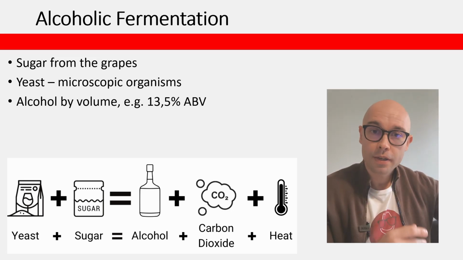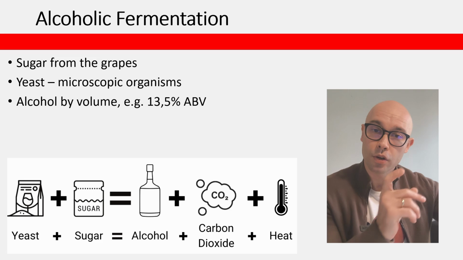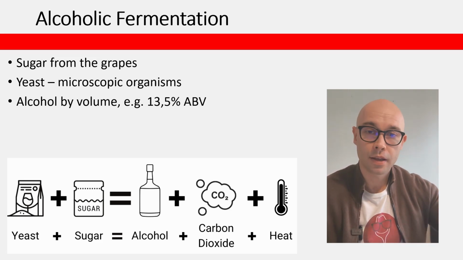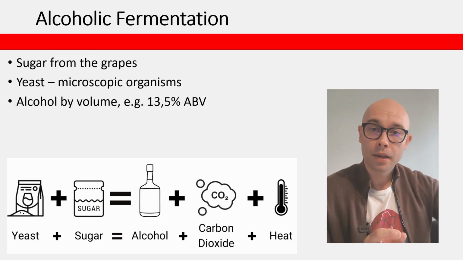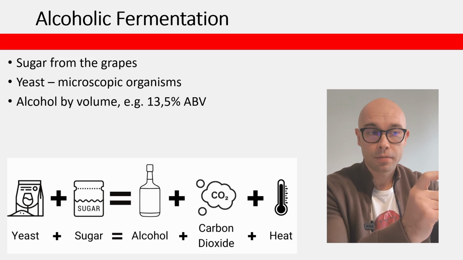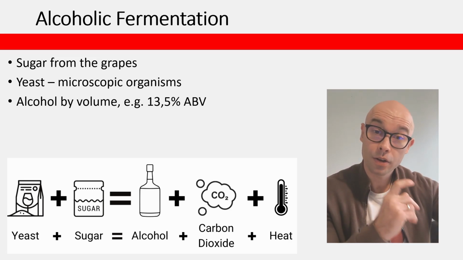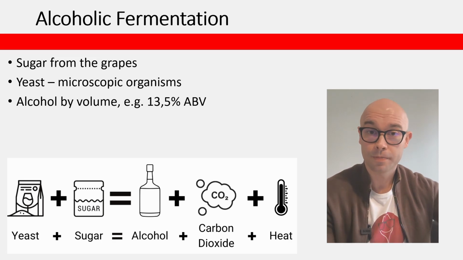Alcohol by volume is the measurement in which alcohol is expressed in a wine. Usually you're going to see it on the wine label. It can be anything from 5% to 22% for wines. And it means, for example, in this case, 13.5% ABV, alcohol by volume, that 13.5% of the liquid is actual alcohol.